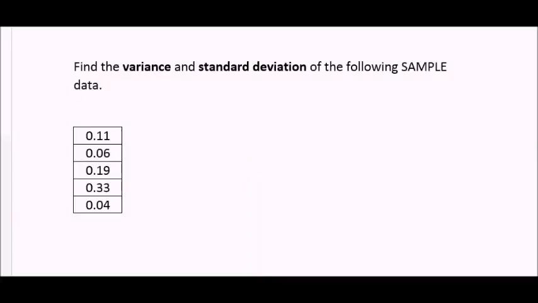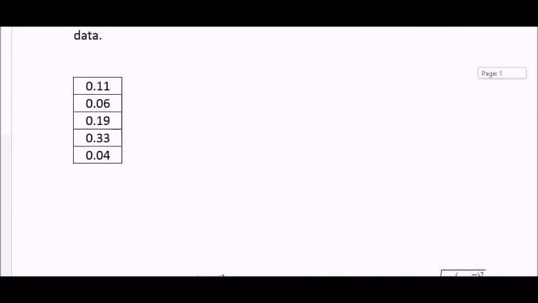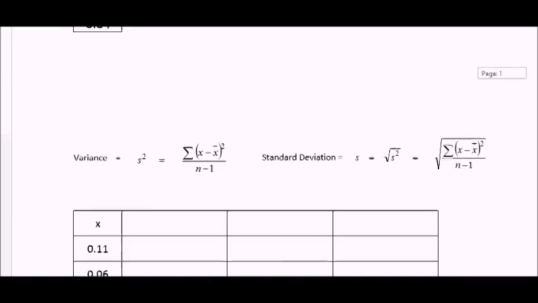Hey everyone, we're asked to find the variance and the standard deviation of the following sample data. There's only 5 data values here, so it's not a big data set, but I want to show you how to find the variance and the standard deviation using the formulas. Now the formula for variance and standard deviation, I'll show you right here.